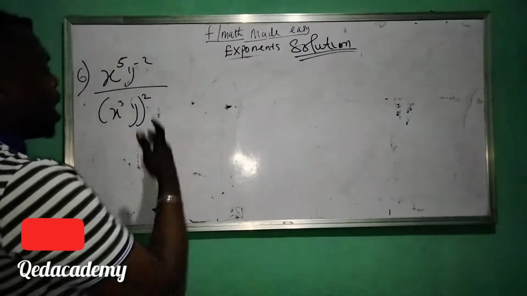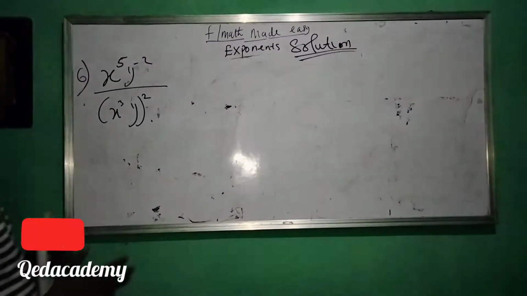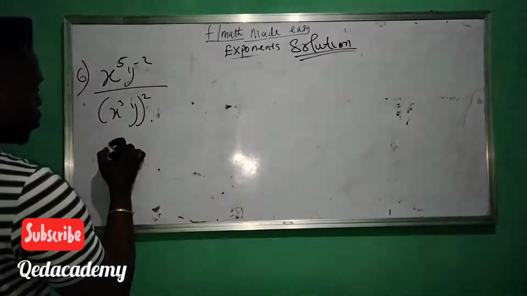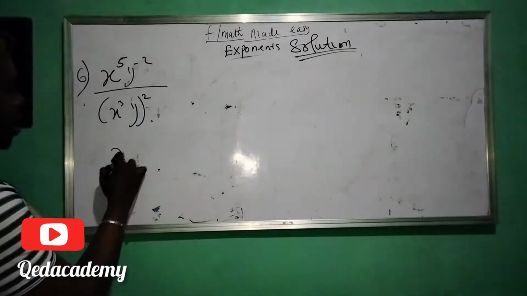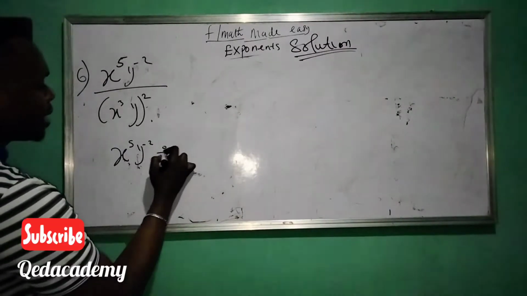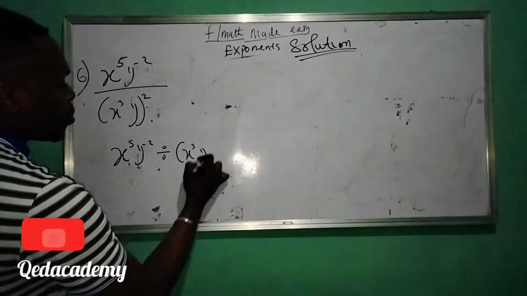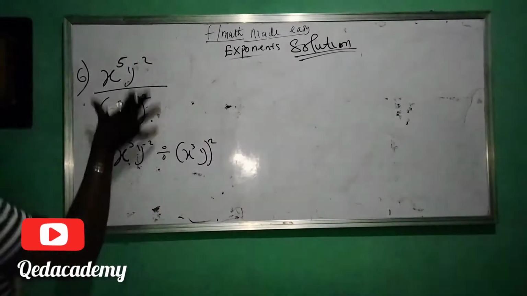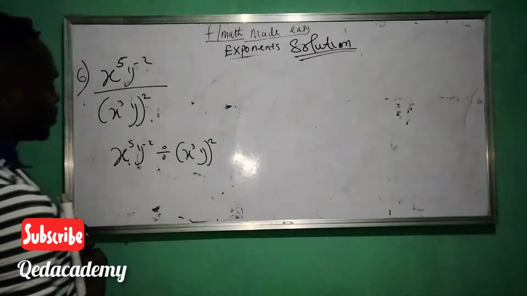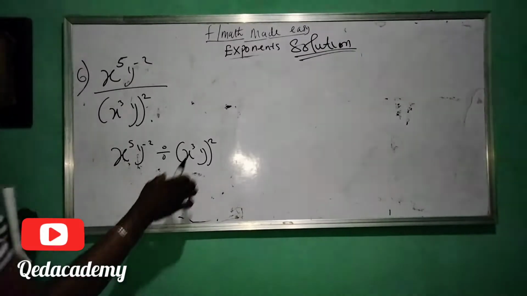So as I said earlier, I like putting my division problem in an easier way so that we can easily solve it. I'm going to put it this way: x raised to the power 5, y raised to the power minus 2 divided by x raised to the power 3, y raised to the power 2. So it's still the same, nothing has changed. We're going to solve this independently.